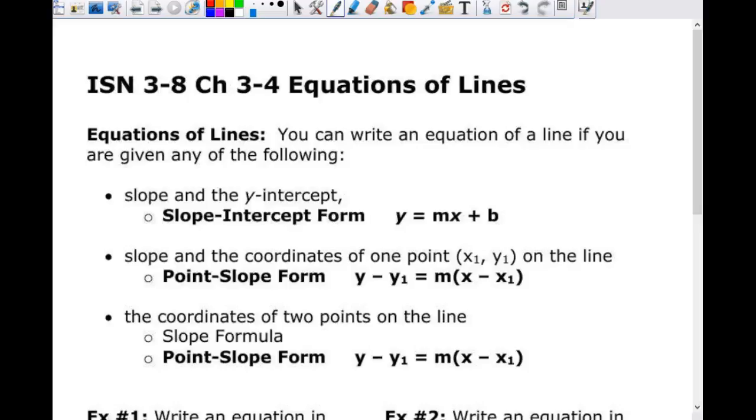Equations of lines. Should be a review. This is really important for you guys to know because we're going to start applying this tomorrow. You can write an equation of a line if you are given any of the following.